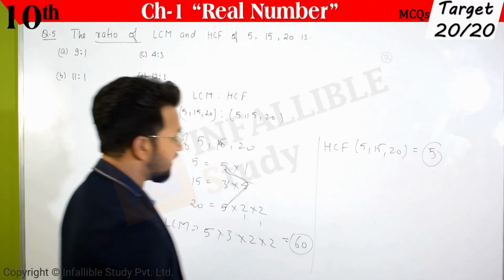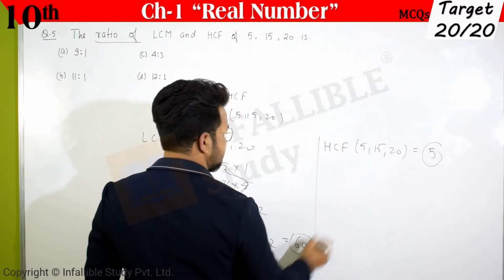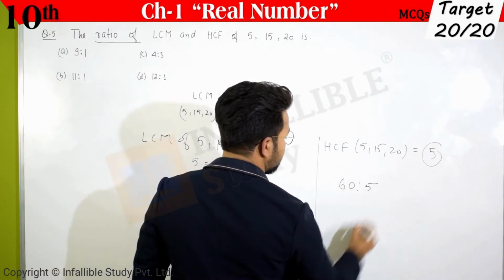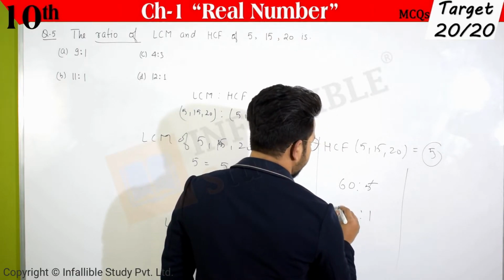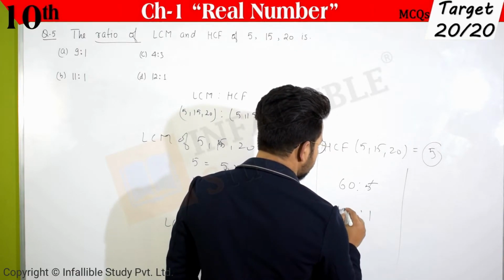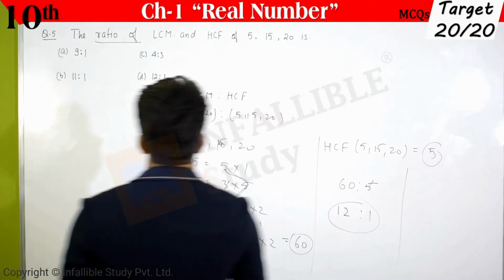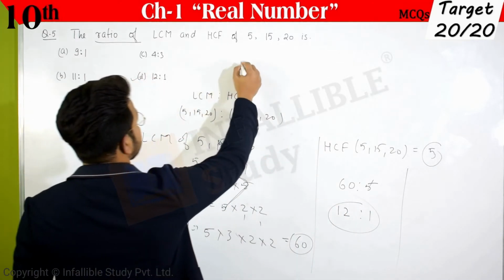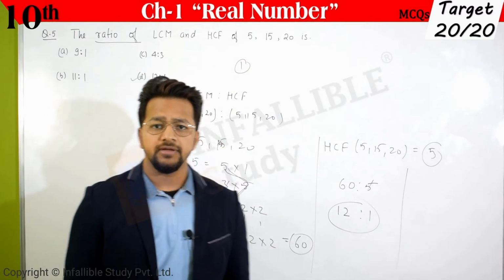And now we need to find the ratio of LCM and HCF. So LCM is 60 and HCF is 5, and we can also solve this: 5 1s are 5, and 5 12s are 60. So the ratio is 12:1. Option D is our correct answer and you will get again 1 mark very successfully. Now let's move to the next question.